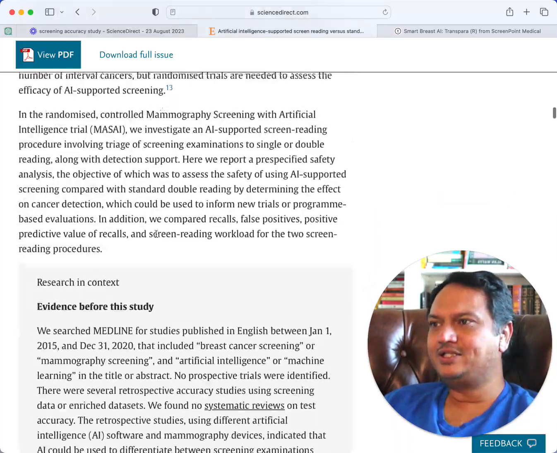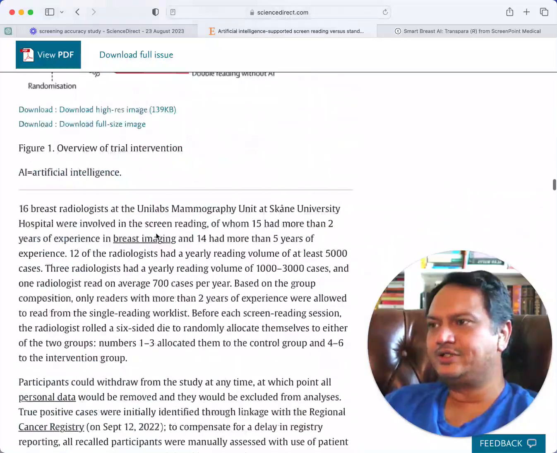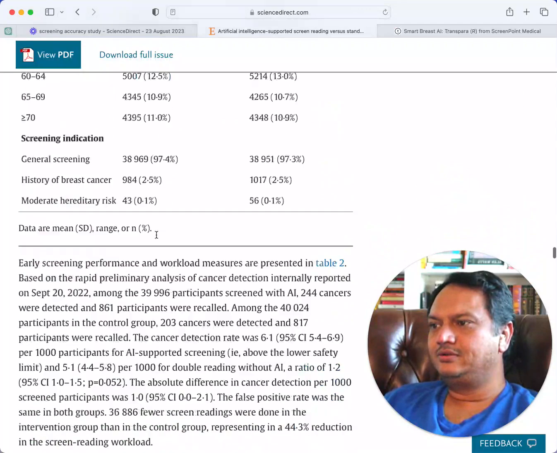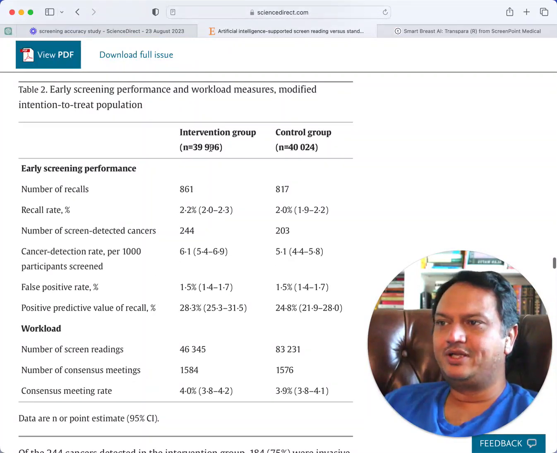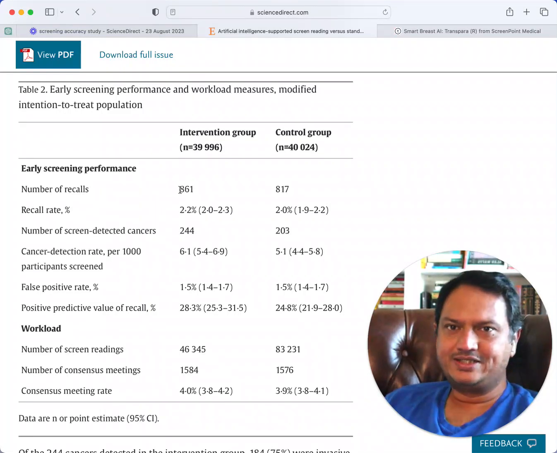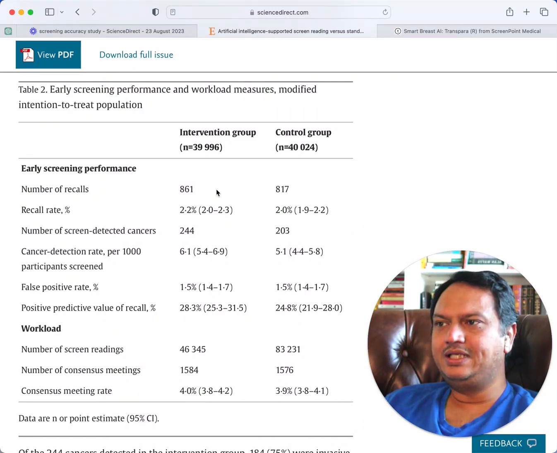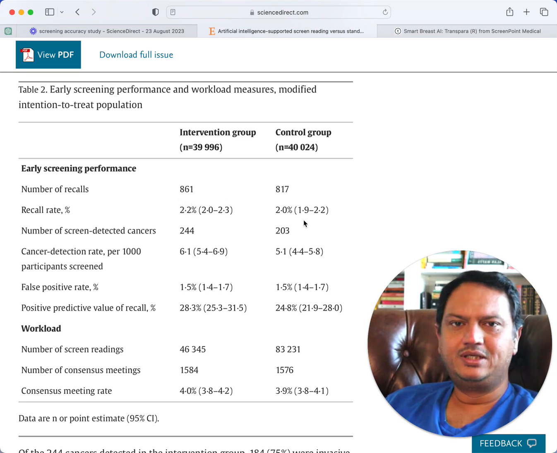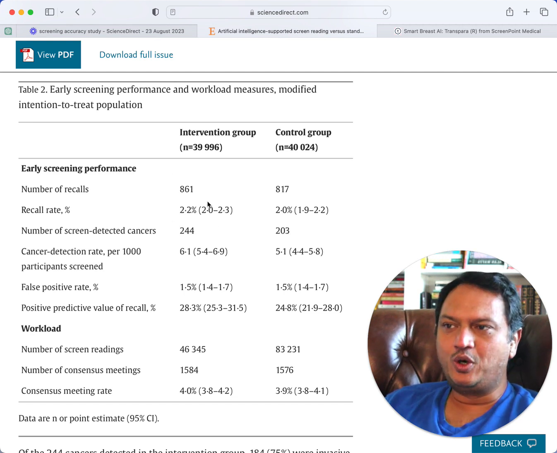So, if I jump to the results here, just to show you those numbers quickly. So here's the number. An intervention of almost 40,000, 4 less and 24 more in the control group. Number of recalls is where there is a concern. Come back. So slightly more recalls, 861 out of 40,000 in the AI group and 800. So almost 1,700 or so recalls total in the control group. And the recall rate is very close, but again, slightly higher in the intervention group as compared to the control group, so without AI. So AI is recalling a little bit more.